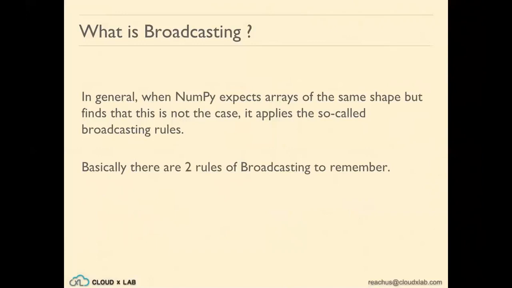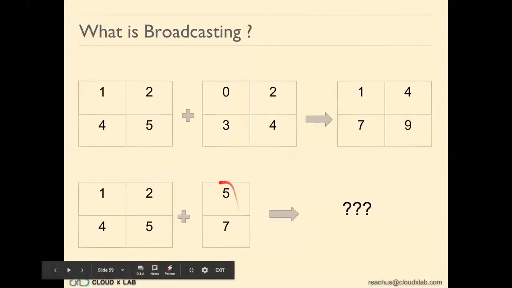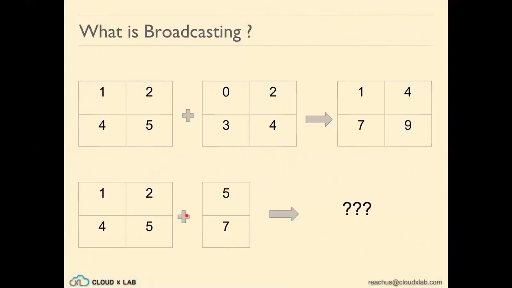Basically, there are two rules of broadcasting to remember. Broadcasting is casting an array with a different shape into another shape, in order to do the addition or other operations. It's not true only for addition. The same is true for other operations like subtraction and so on, right?